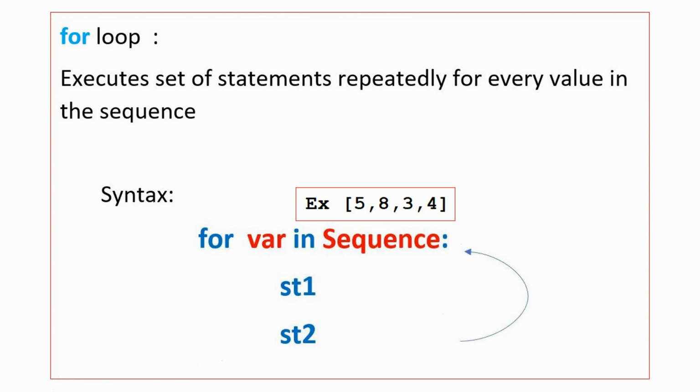So the conclusion is that if the sequence contains 10 elements, then statements 1 and 2 will be executed 10 times, once for every value in the sequence. If the sequence contains 5 elements, then the statements in the for loop will be executed 5 times. Now let us see some examples.